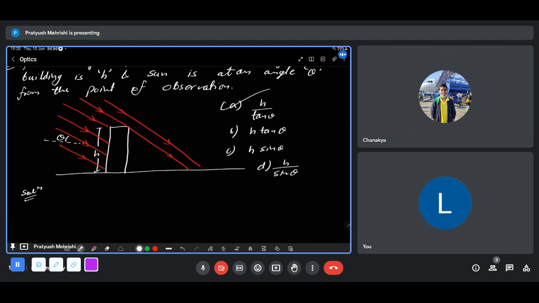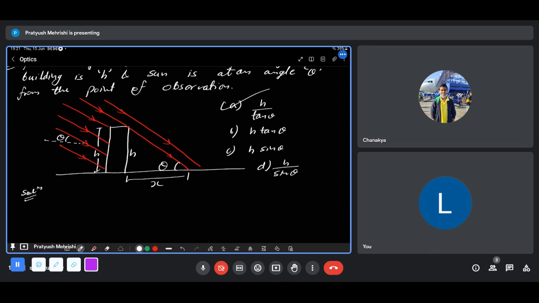We know that these rays of light are making an angle theta. It means this is also an angle theta. And this is the opposite side, given as h. We do not have the hypotenuse here, so this length is unknown to us. We cannot use sine theta or cos theta here. Clearly, we need to find this distance, that is x.